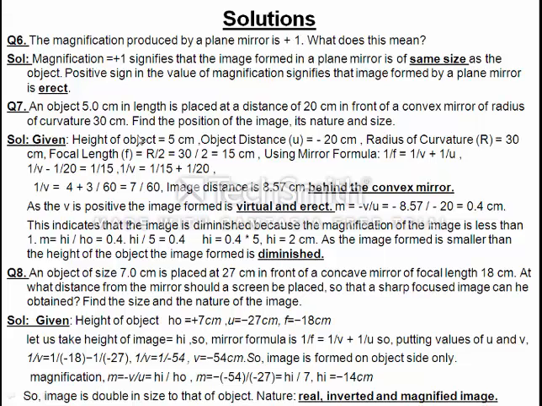Now question number 7 and 8. Many times these questions are asked in your board exam for 3 marks. Please keep in mind that question number 7 and 8 have been asked many times in your board exam. So please be careful, and first try to solve the question by yourself, then see the solution. Here, an object 5 centimeter in length. Length means height. Height of object means HO, and we have studied in the sign convention that HO is always positive.